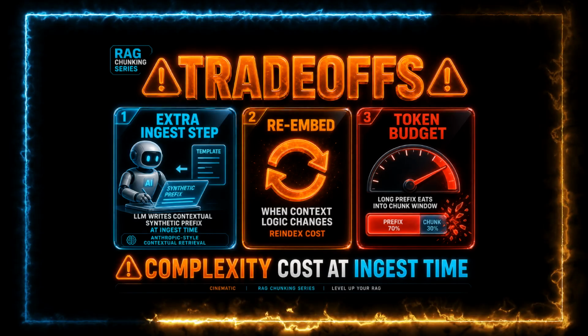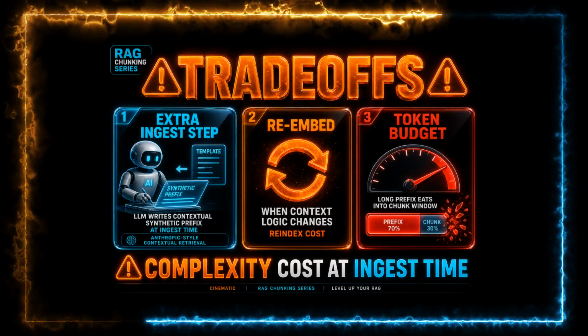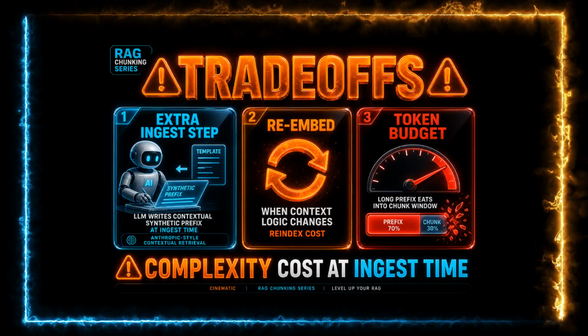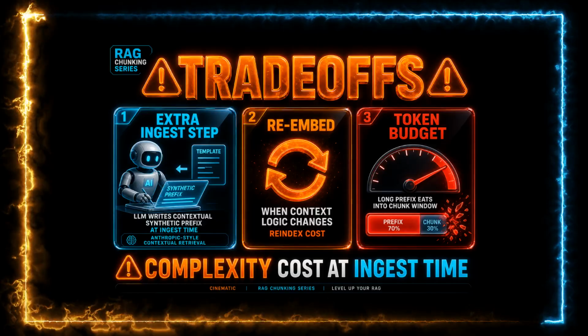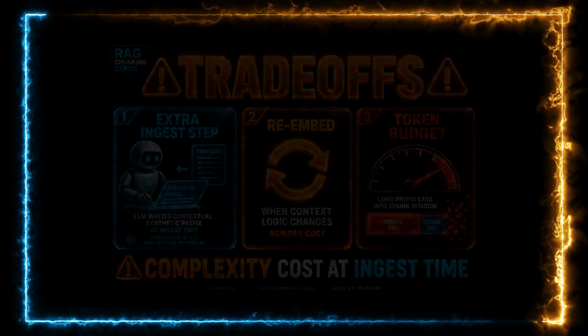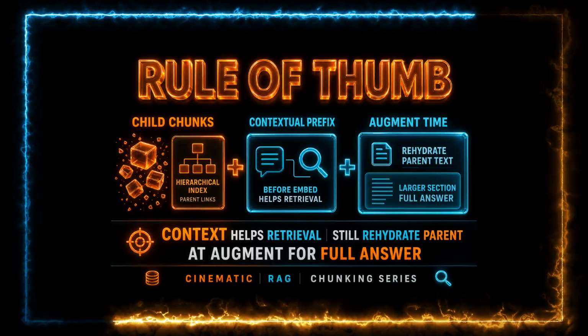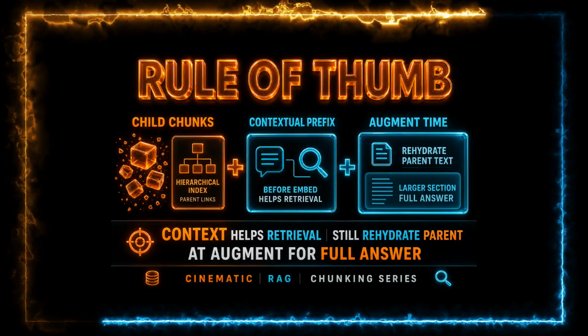Trade-offs: extra LLM or template step at ingest. Anthropic-style contextual retrieval uses a model to write the prefix. Re-embed when context logic changes. Long prefixes eat token budget inside the chunk window. Rule of thumb: pair with small child chunks or hierarchical indexing. Context helps retrieval.